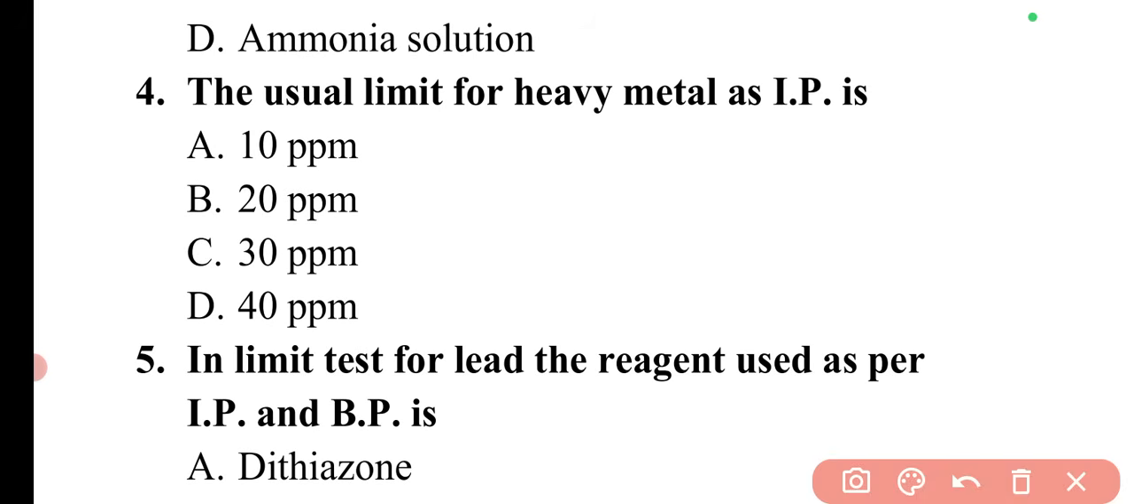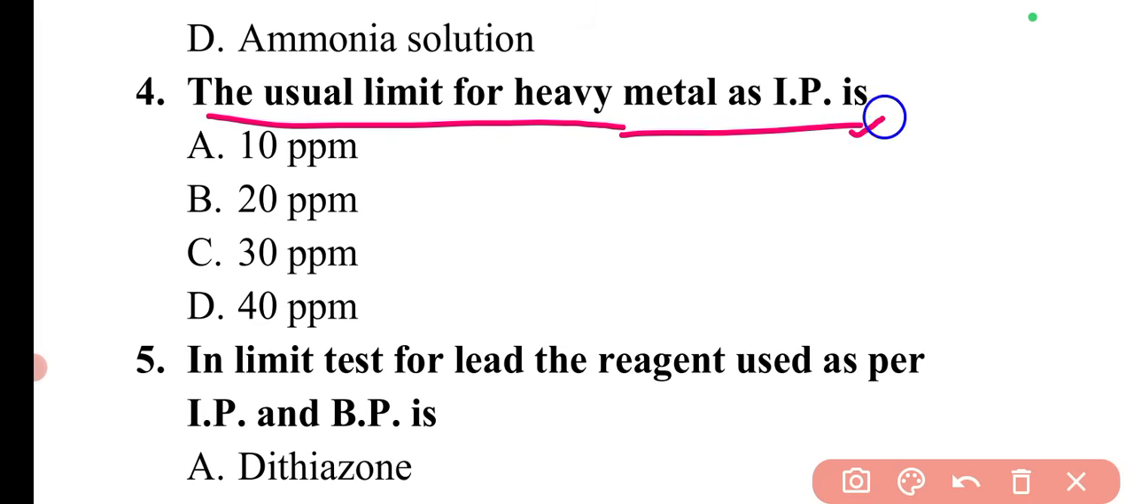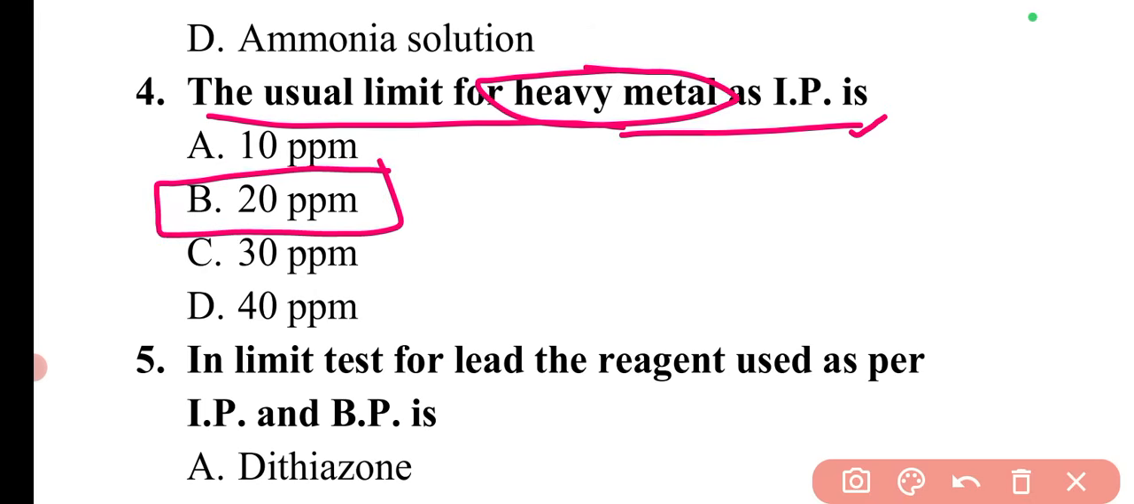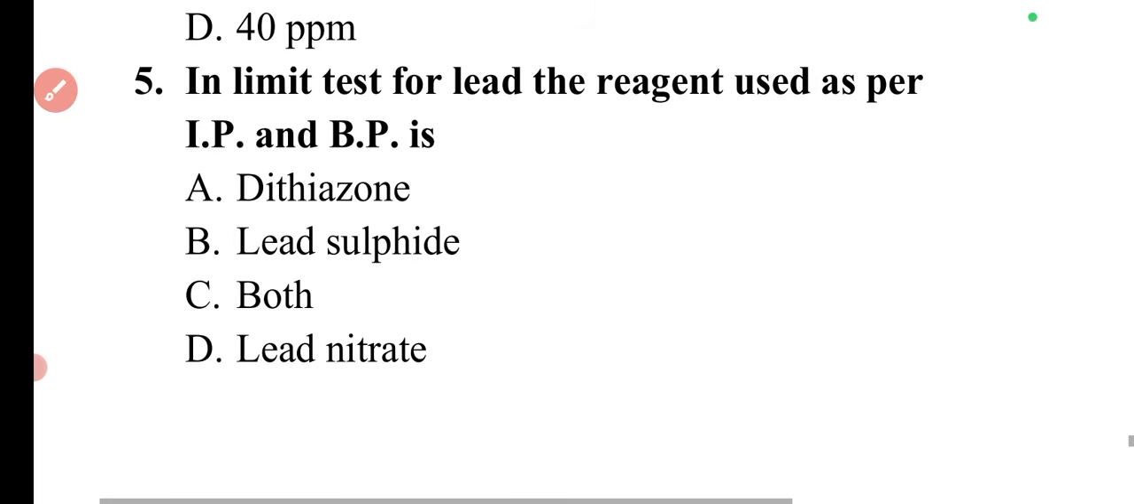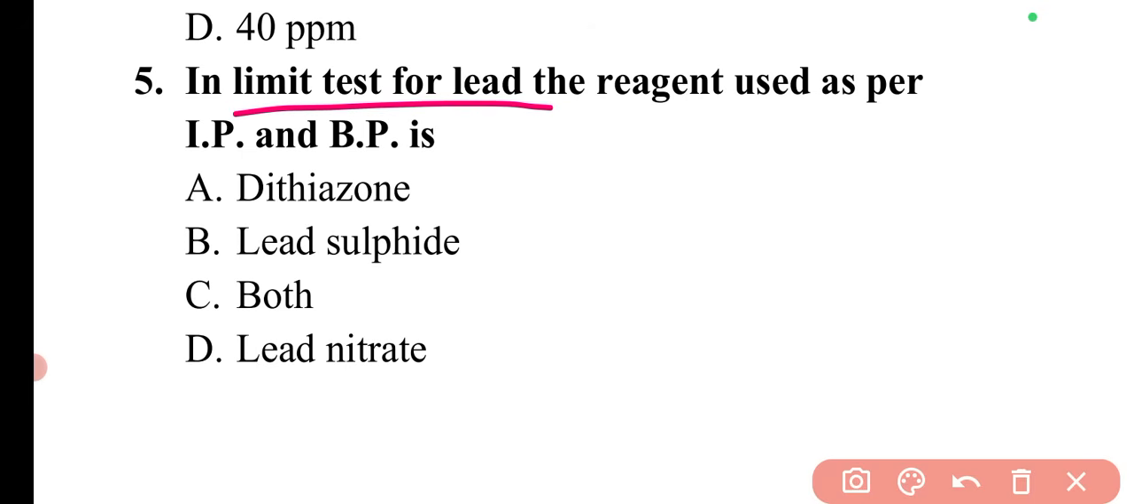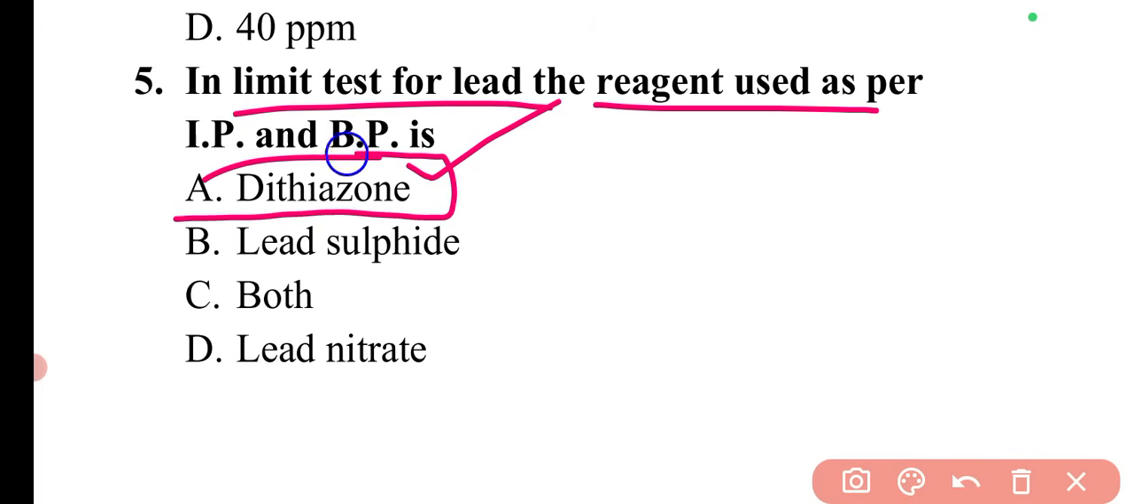Next question is, the usual limit of heavy metals as per Indian Pharmacopoeia is? For heavy metals, the usual limit is 20 parts per million. So here option B is correct. Next question is, in the limit test for lead, the reagent used as per IP and BP is? In case of lead, the reagent used is dithizone. So here option A is correct.